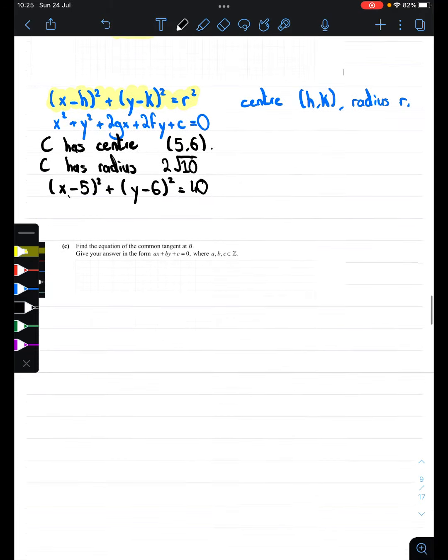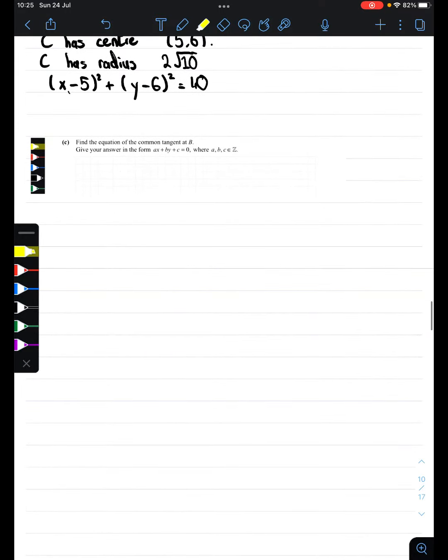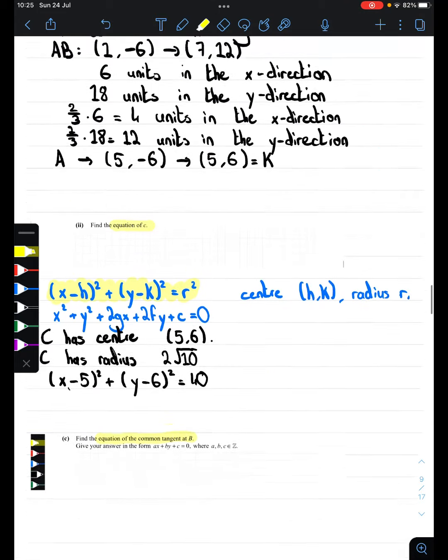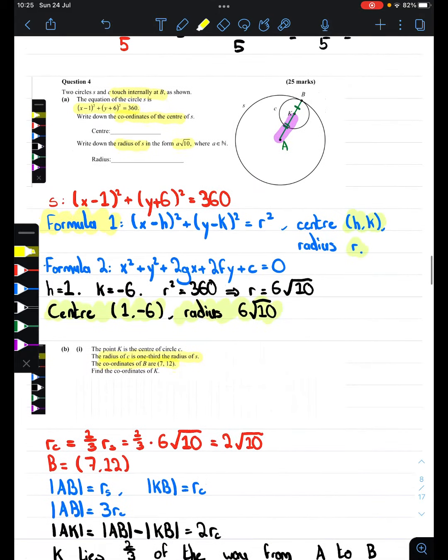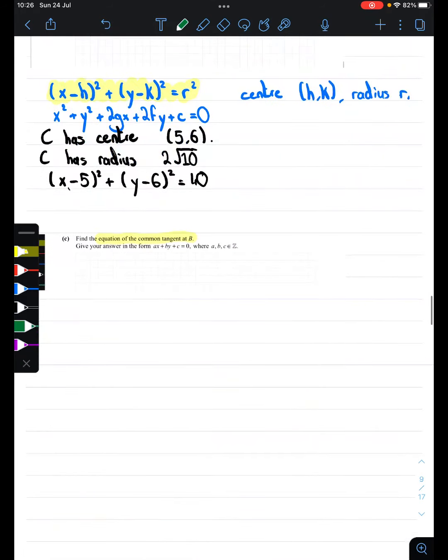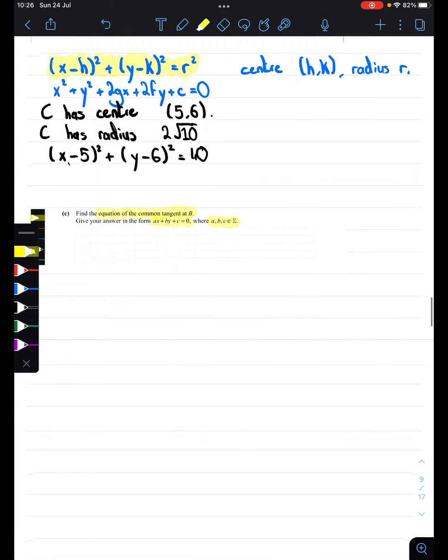Now on to part C. Find the equation of the common tangent at B. Alright, so that would be this line. Let's say this line here. Let's see if I can draw it. Hey, not so bad. So something like this. Alright, so give your answer in the form ax plus by plus c equals 0, where a, b, c are integers.